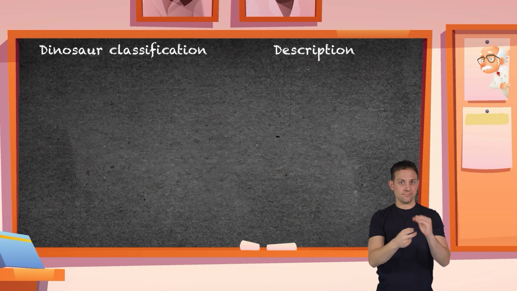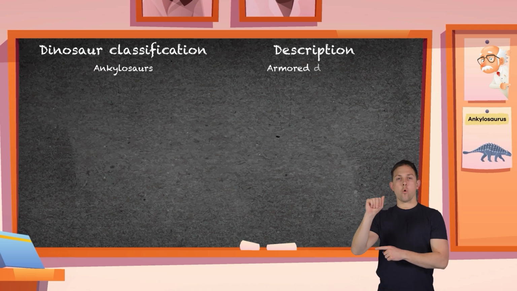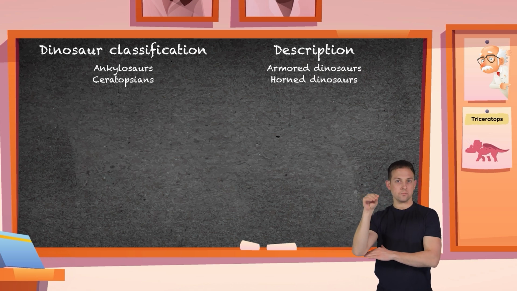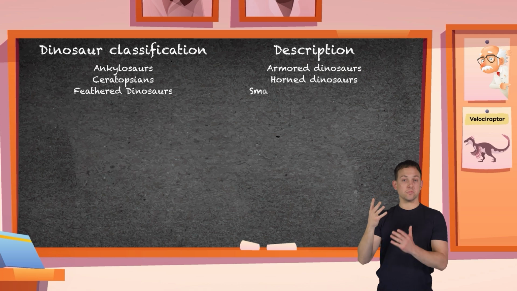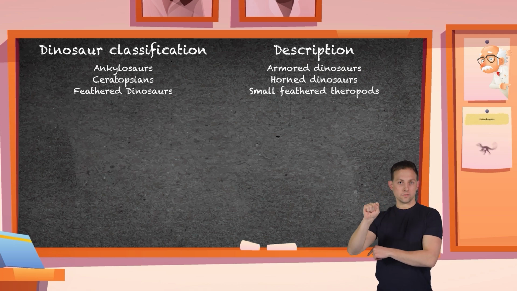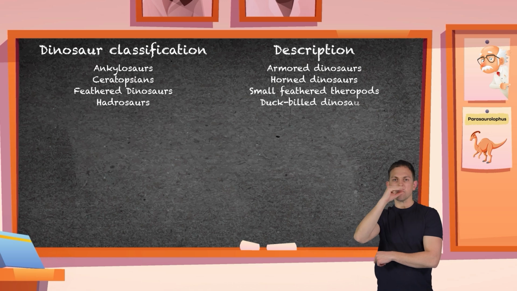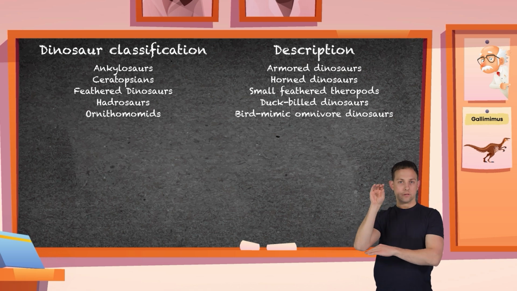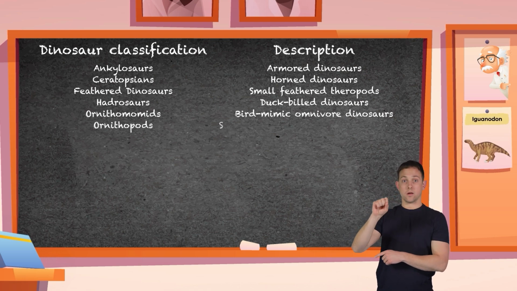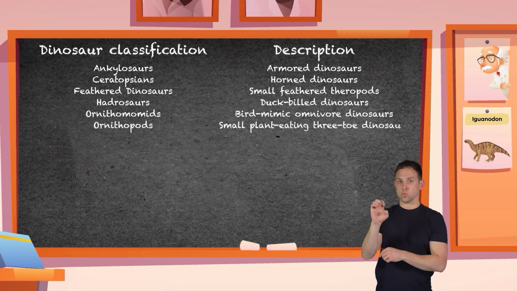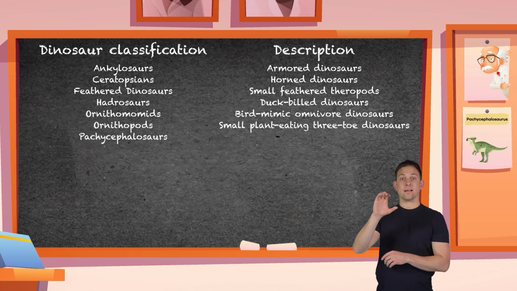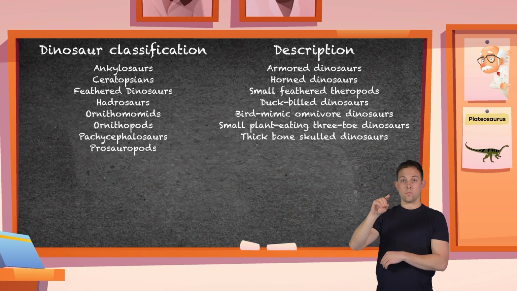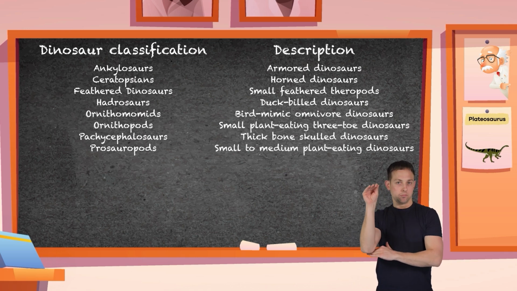Let's get into it. Ankylosaurs, armored dinosaurs. Ceratopsians, horned dinosaurs. Feathered dinosaurs, small feathered theropods. Hadrosaurs, duck-billed dinosaurs. Ornithomimids, bird-mimic omnivore dinosaurs. Ornithopods, small plant-eating three-toe dinosaurs. Pachycephalosaurs, thick bone-skulled dinosaurs. Prosauropods, small to medium plant-eating dinosaurs.